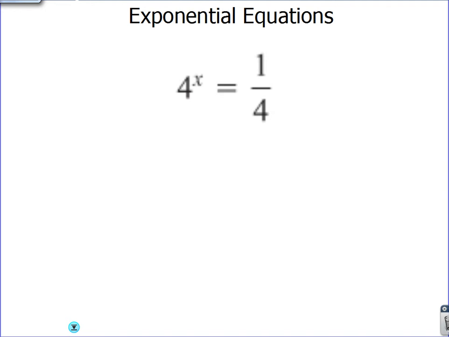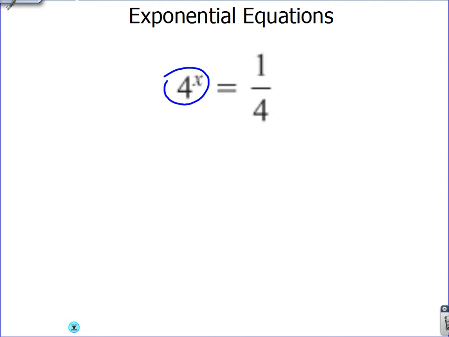Because like here, 4 to the x power equals 1/4. We know that 4 to the first power is 4, 4 to the second power is 16, 4 to the third power is 64, and that thing's growing exponentially. The bigger the number we plug in, the higher the 4 to the x becomes. So that tells me that we're going to have to go the other direction. 4 to the 0 power is 1.